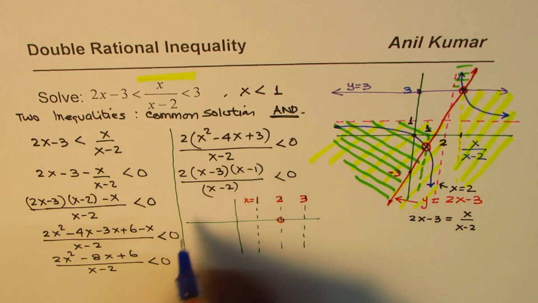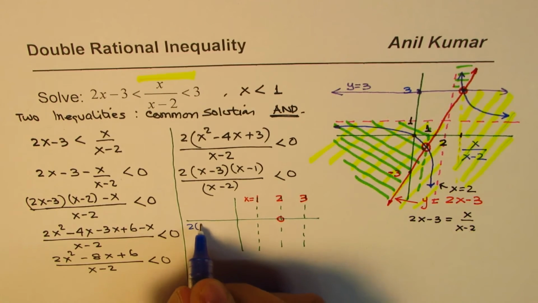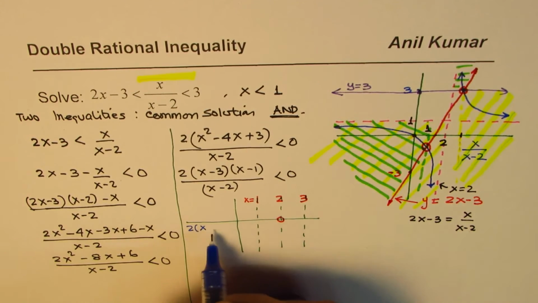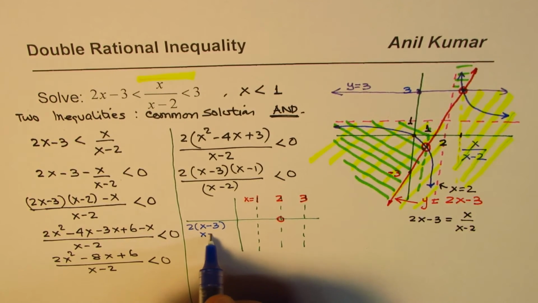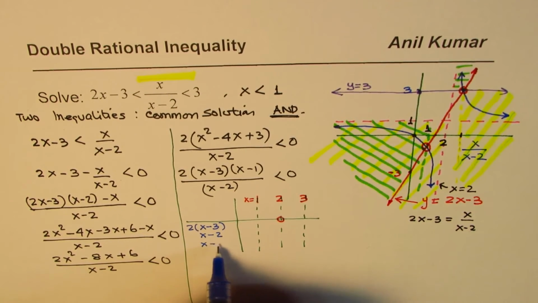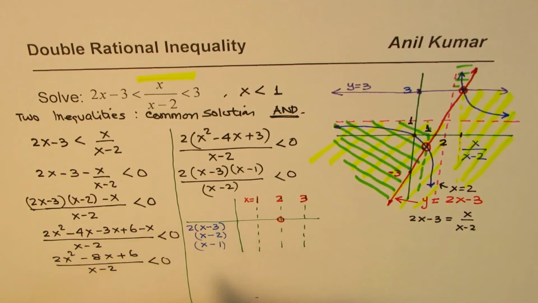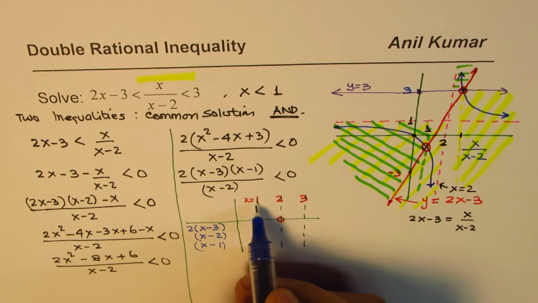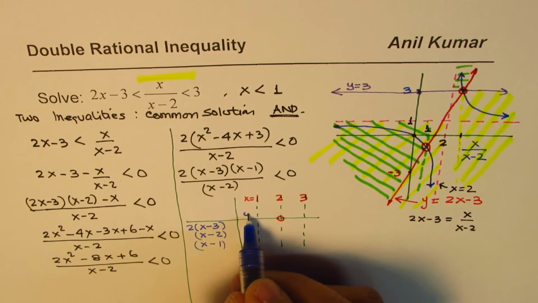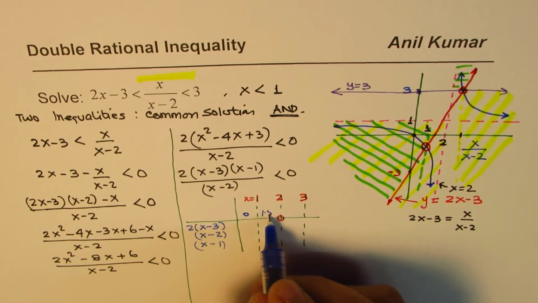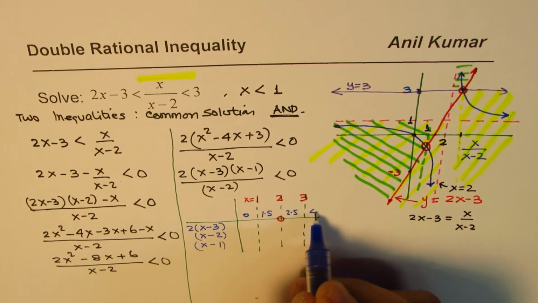The factors which we have will include x minus 3, for example, here, and then we can have x minus 2 and then x minus 1. So I just put them in order. Okay, let us take the test points on the left side. Between minus infinity and 1, we'll take the test point as 0. Here we could take 1.5, 2.5, and let's say 4.